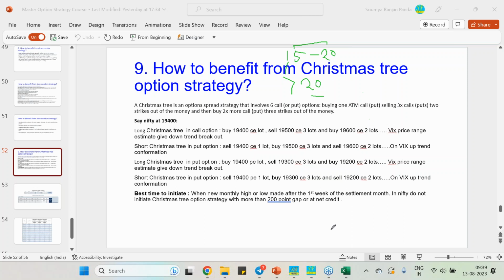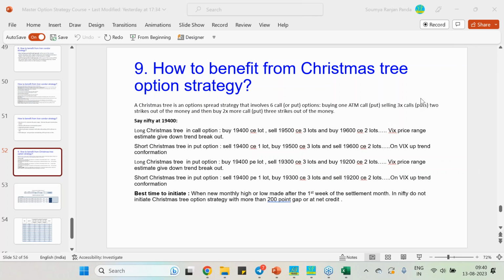Now I am going to the best strategy, the Christmas tree strategy. It is one of the best strategies I implement most of the time. Like I told you yesterday, for weekly option spreads, whatever the VIX is, you can take two times that, and that much debit should be there in the weekly option strategy to make it profitable.